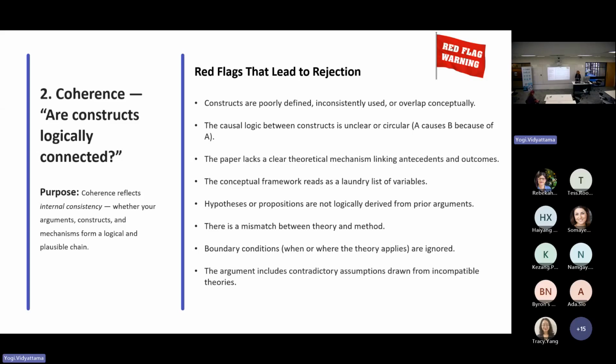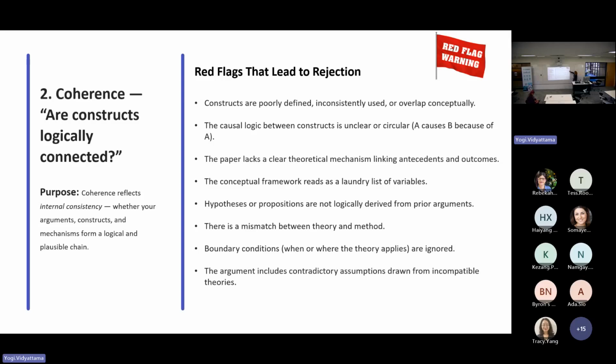We see that a lot, where you have a great problem to solve, but the method is wrong. There's no coherence between the method that you chose and the question that you're answering. There should be coherence there, right? So some of the red flags, again: constructs poorly defined, inconsistently used, or overlapping conceptually. There's no clarification between these constructs. That's another big one we see a lot.